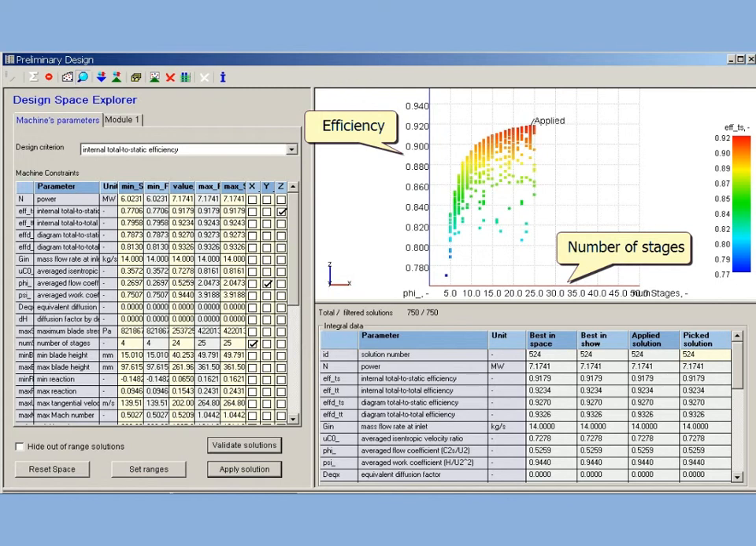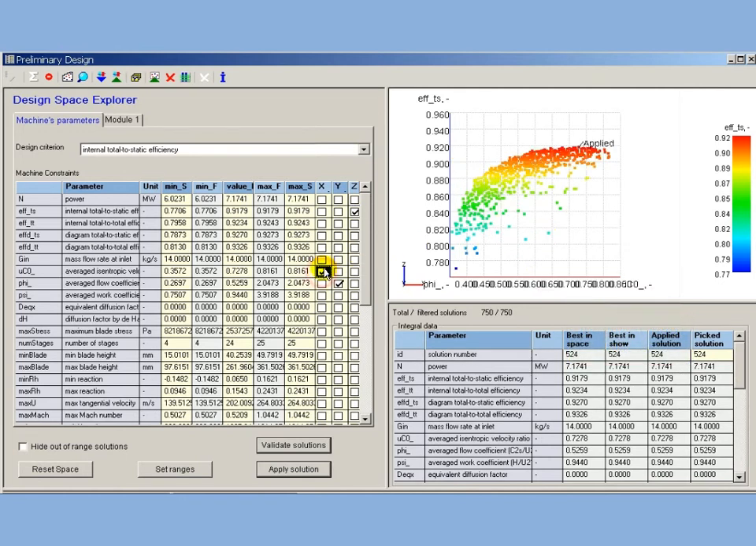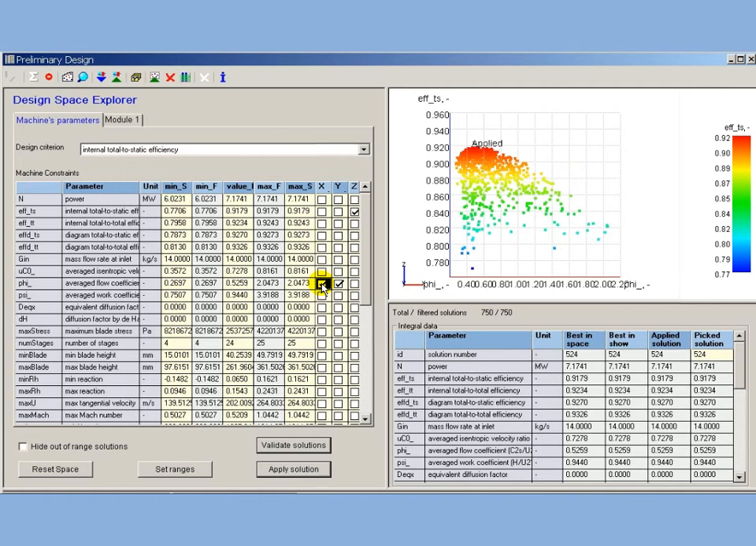The designer has a choice between efficiency and machine weight and length. This space shows the dependence of efficiency versus maximum Mach number. Naturally, a higher Mach number solution has lower efficiency. The chart of efficiency versus averaged isentropic velocity coefficient. There is a chart of efficiency versus averaged flow coefficient.